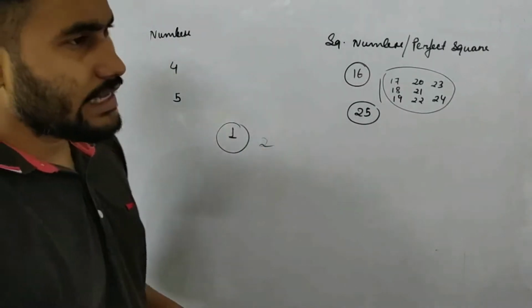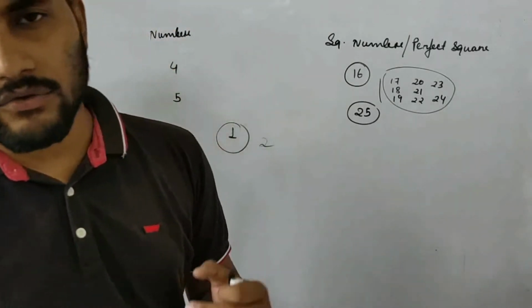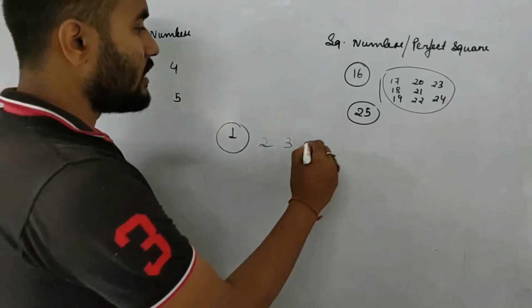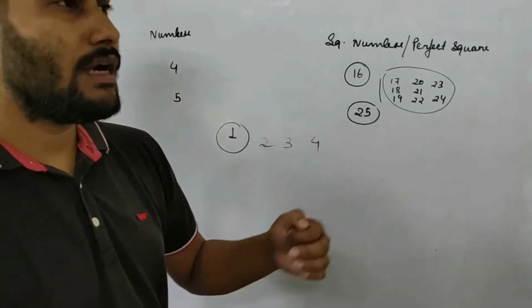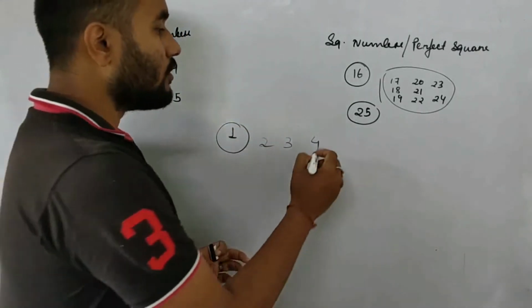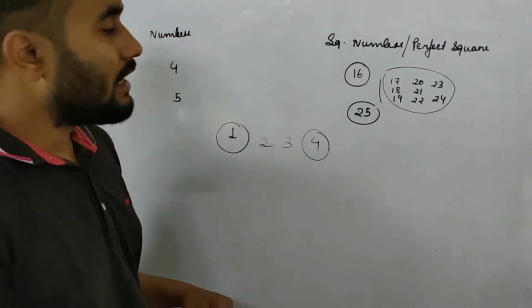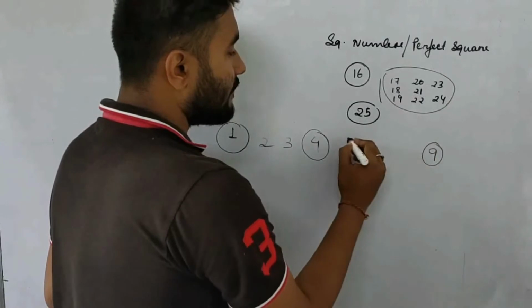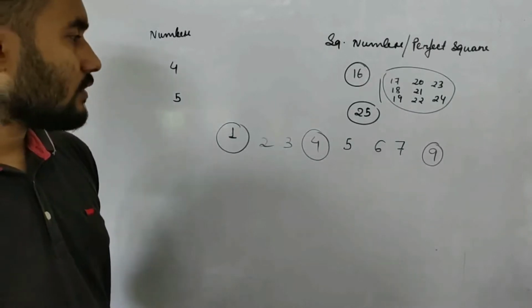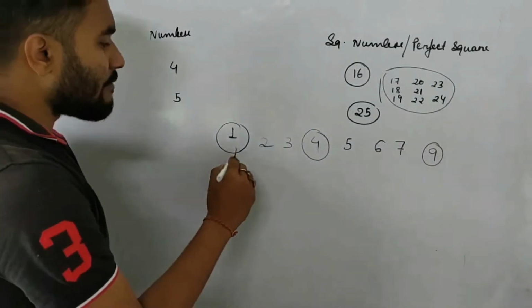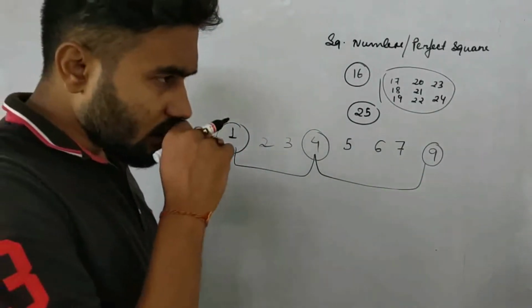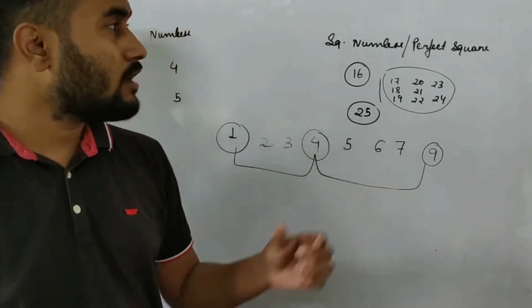Next, number 3. Is there any number or digit you can multiply and get the answer 3? There is nothing like that, right? Next is 4. Is 4 a perfect square? Is there any number that if you multiply twice, you will get 4? So yes, 2 2 is 4. So the next perfect square is 4. Like that, our next perfect square is 9. 5, 6 and 7 are not perfect squares. Understood what I am saying? Every number is not a perfect square. Understood what is a perfect square or square number?